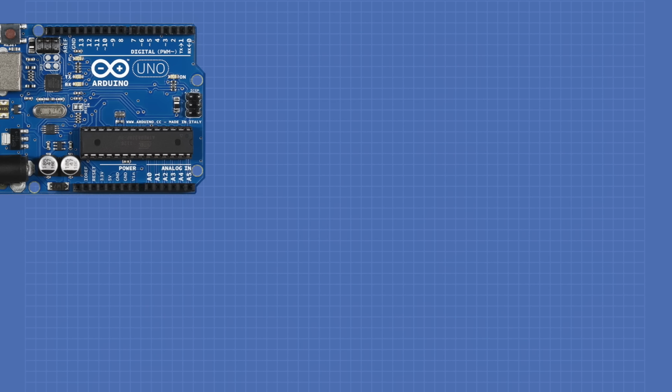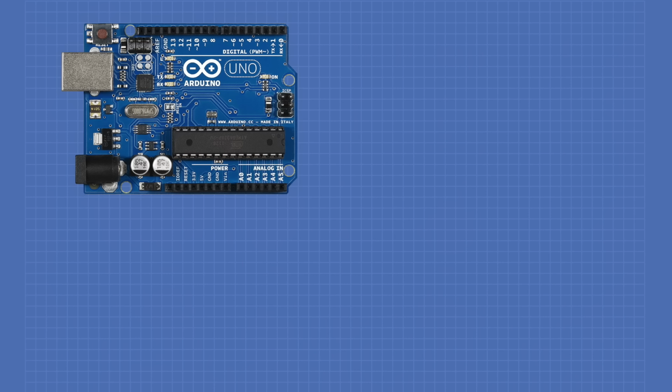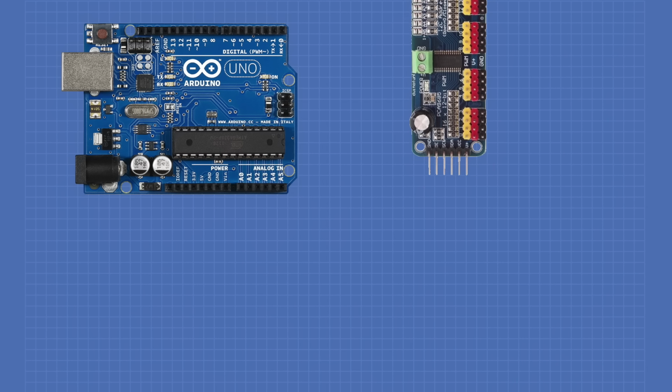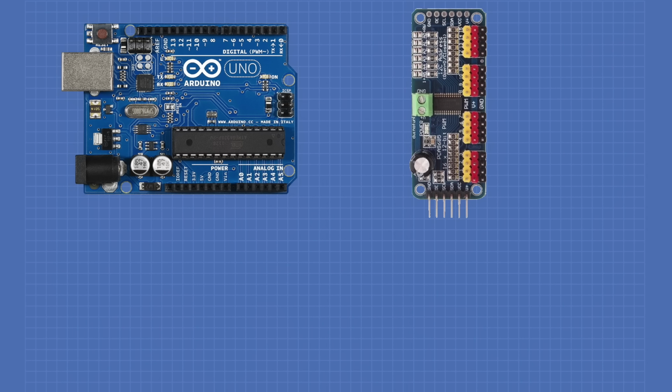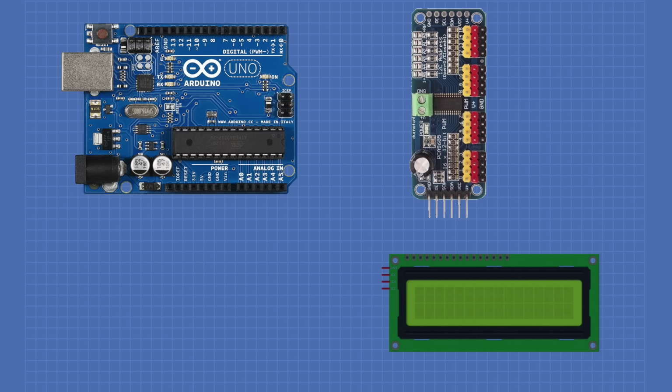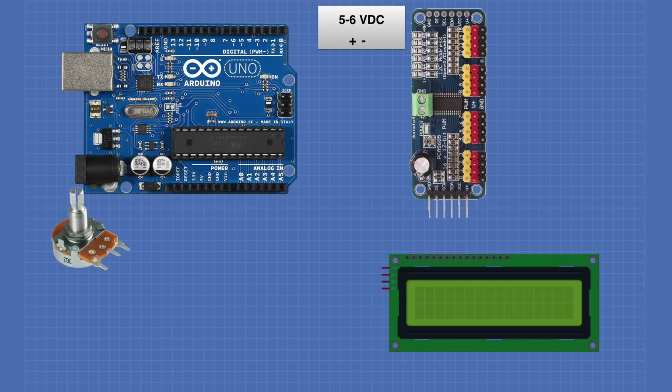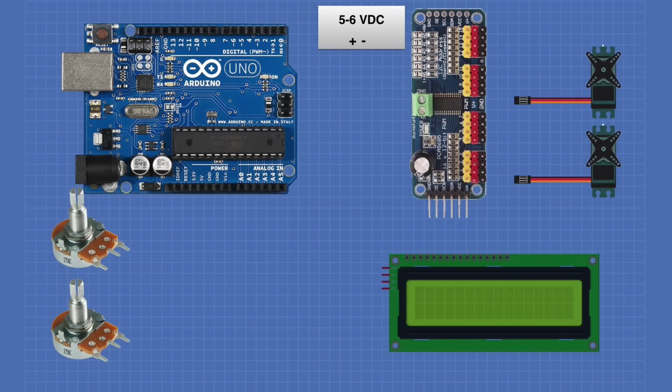Now for our library demonstration project, you're going to require an Arduino Uno, a PCA9685 16-channel servo motor controller, a liquid crystal display with an I2C backpack on it, a 5 to 6 volt power supply capable of powering a couple of servo motors, 2 potentiometers. I used a couple of 10K linear taper pots, and a couple of servo motors. I used two SG90s.